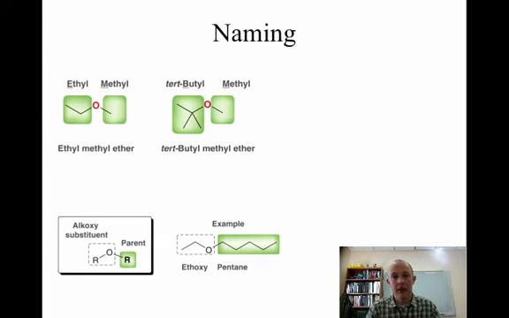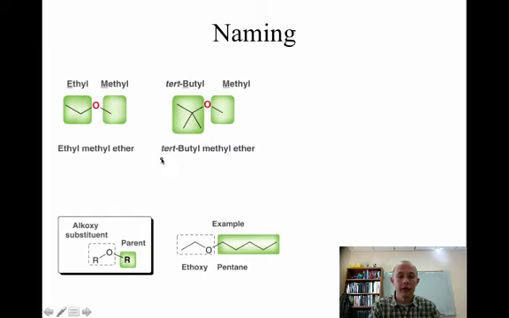Okay, so how do we name ethers? I'm not going to be too worried about you knowing this, but for the most part what you'll hear is that you just name each alkyl group in alphabetical order. So for example, this particular compound would be called ethyl methyl ether. This would be called tert-butyl methyl ether. We ignore the tert when we're naming these things in alphabetical order.